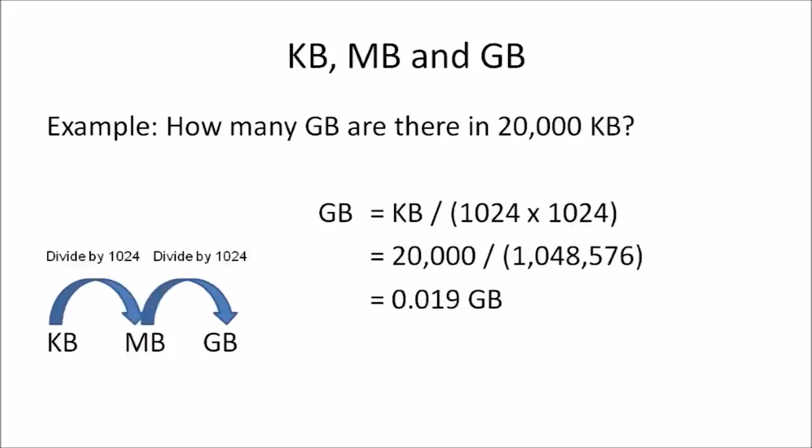In this example, how many gigabytes are there in 20,000 kilobytes, right? So we are converting kilobytes to gigabytes. That means first we need to convert kilobytes to megabytes and then megabytes to gigabytes. So we need to divide kilobytes twice by 1024. So the formula becomes kilobytes divided by 1024 multiplied by 1024, right? Because we are dividing kilobytes twice by 1024. So once you equate that and substitute the kilobytes amount, you get 20,000 divided by 1,048,576. And once you equate that, the answer is 0.019 gigabytes.